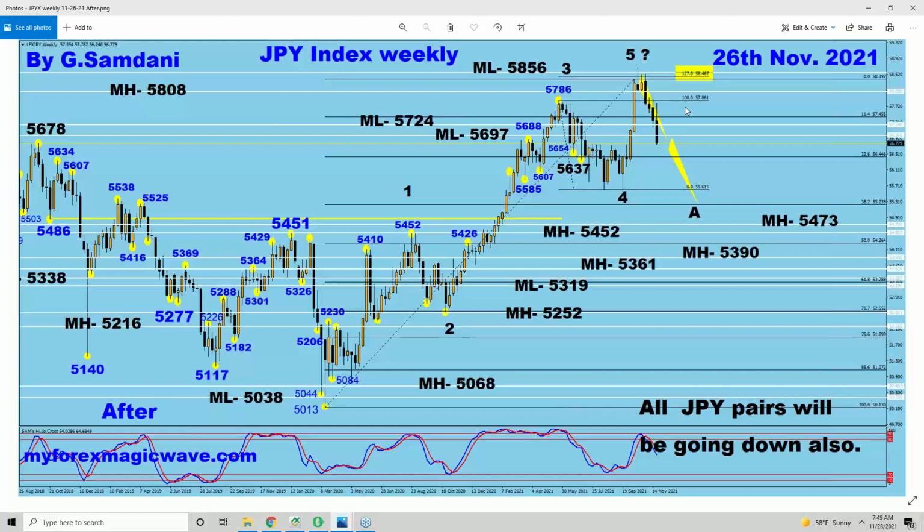If not, we might bounce a little bit and make a head and shoulder pattern. Here, left shoulder, head, right shoulder, and then drop. These are the two possibilities. So we are at the first station already right now.